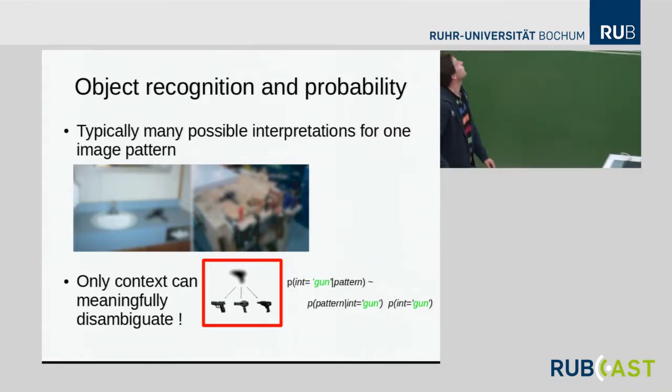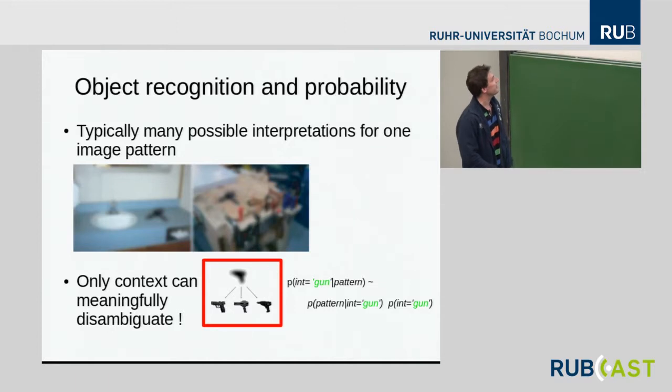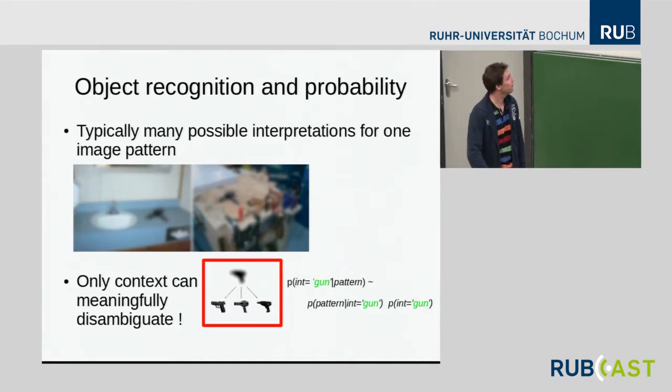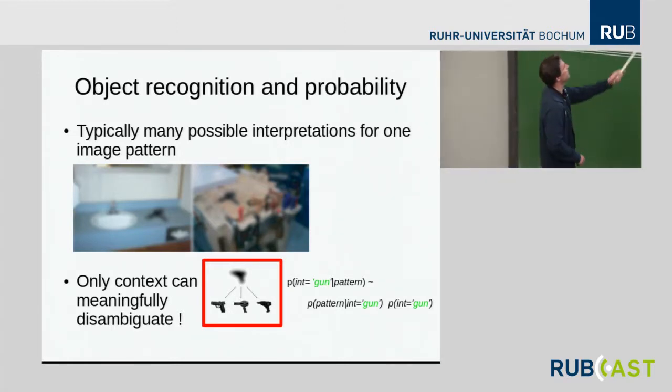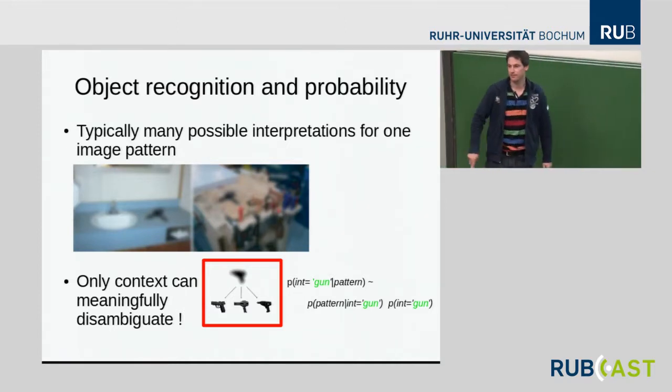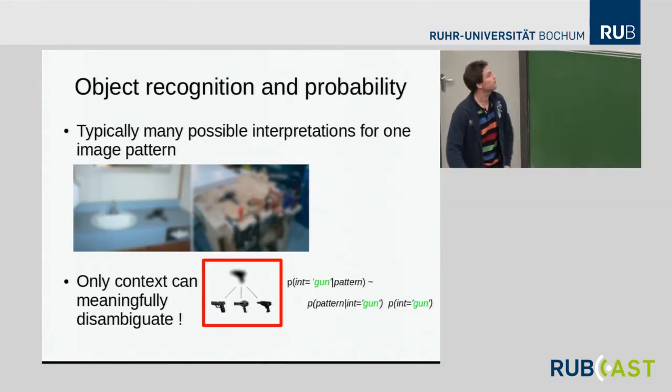I'm going to make it more clear by an example. This is a classic example from computer vision literature. It's from Moshe Bar, 2006. Here you have two images, where you see two different scenes with the same blurred object in it. Now think about what this could represent.